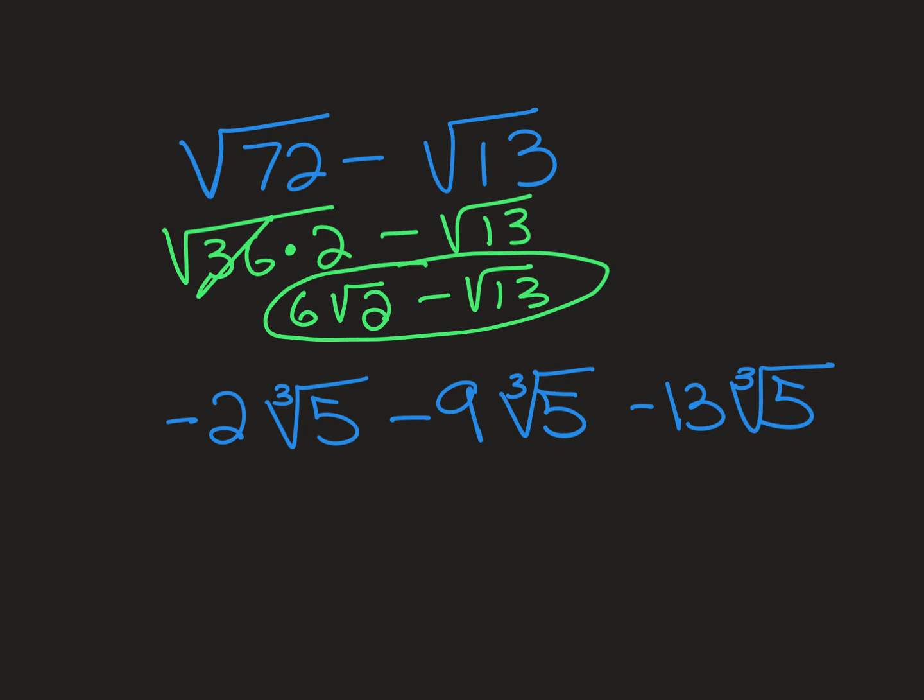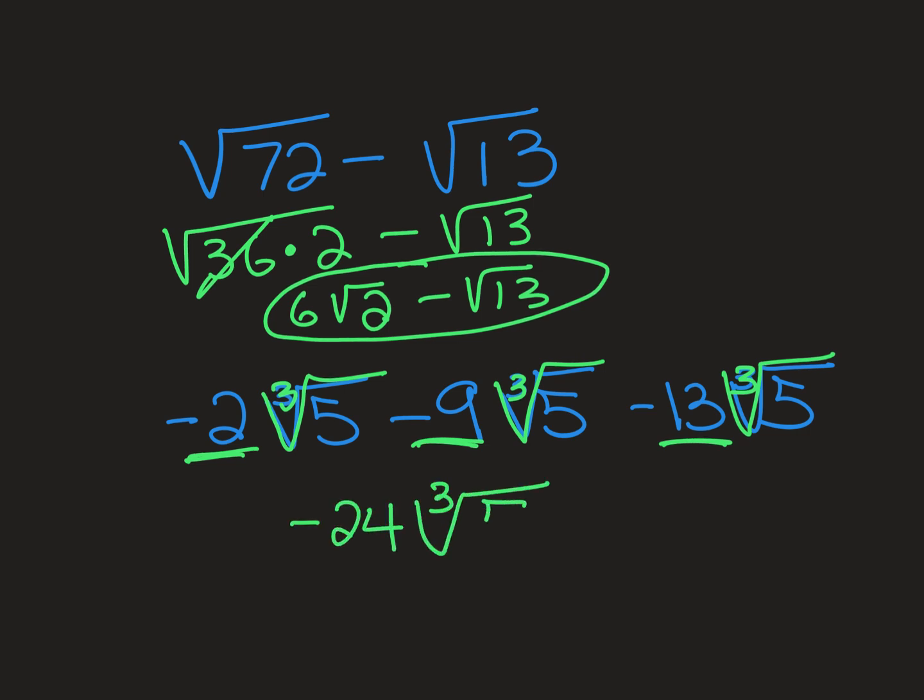This last one is another example of higher order roots. These are cubic roots, right? The cube root. They do all match though. They are all the cube root of 5. So we're going to go ahead and put the coefficients together. -2, -9, and -13. So 9 and 2 is going to give me -11. And then -11 and -13 will give me -24 cube root of 5.